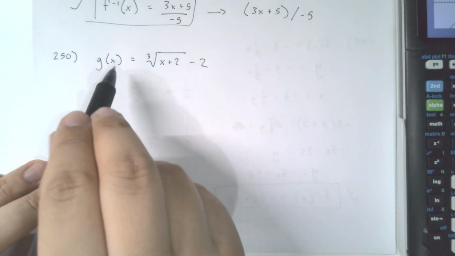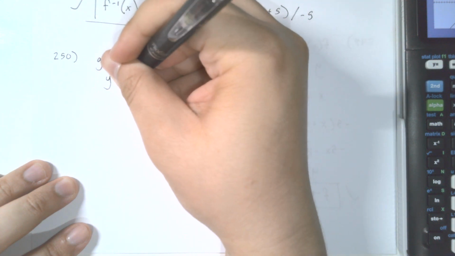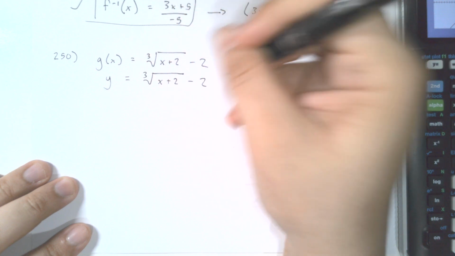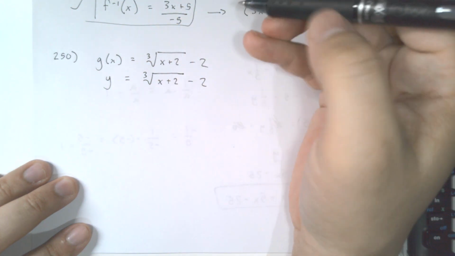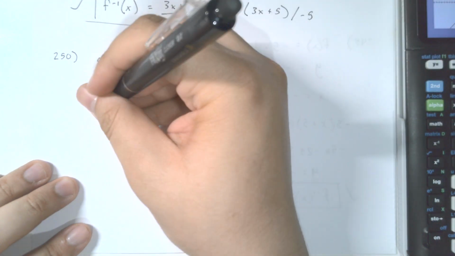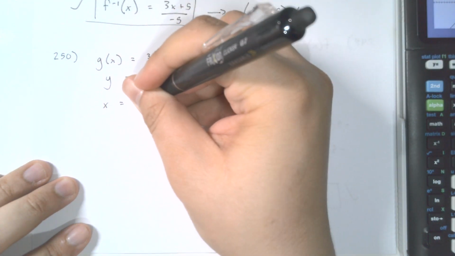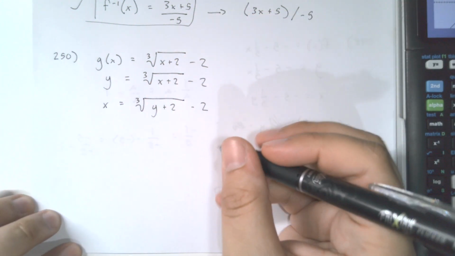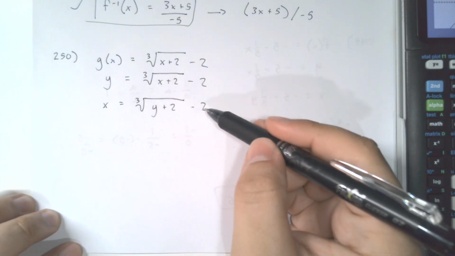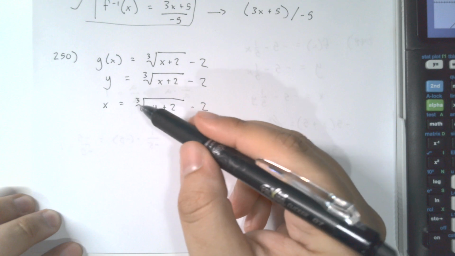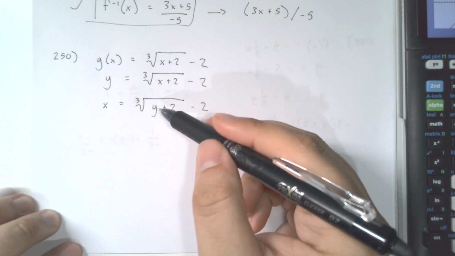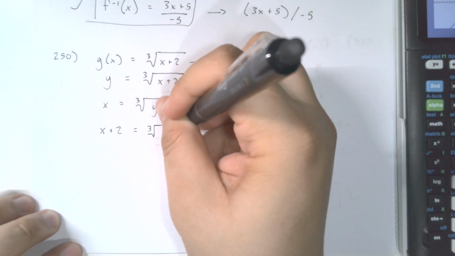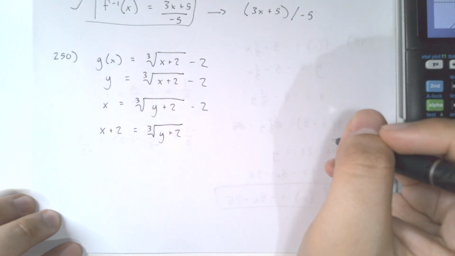So first, let's swap out this g of x for a y. We have y is equal to cube root of x plus 2 minus 2. And now we want to switch the x's and the y's. So now we have x is equal to the cube root of y plus 2 minus 2. So before we can get rid of this cube root, we have to add 2 to both sides. We have to get the cube root by itself. We can't do anything on the inside of it until we do that. So we add 2 to both sides. We get x plus 2 is equal to the cube root of y plus 2.